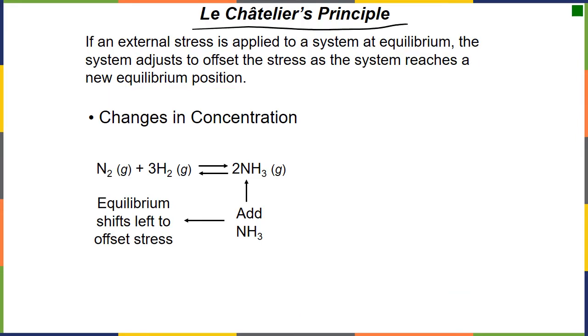So, Le Chatelier's principle. When you put a stress on a system at equilibrium, it adjusts to offset the stress, and it comes to a new equilibrium position. So the first thing that we can do is change the amount of a reactant or a product, and we can change concentration. So if we have a nice system at equilibrium, note that we're going to offset the stress. If we add a reactant, our equilibrium is going to shift away from the reactant. If we add a product, the equilibrium is going to shift away from the product.